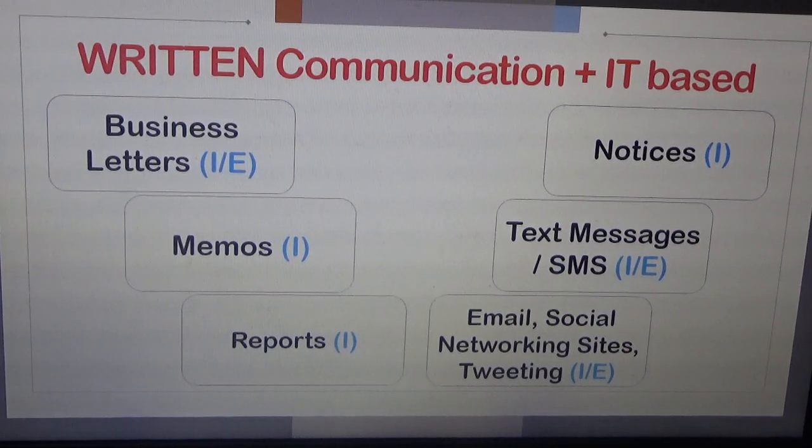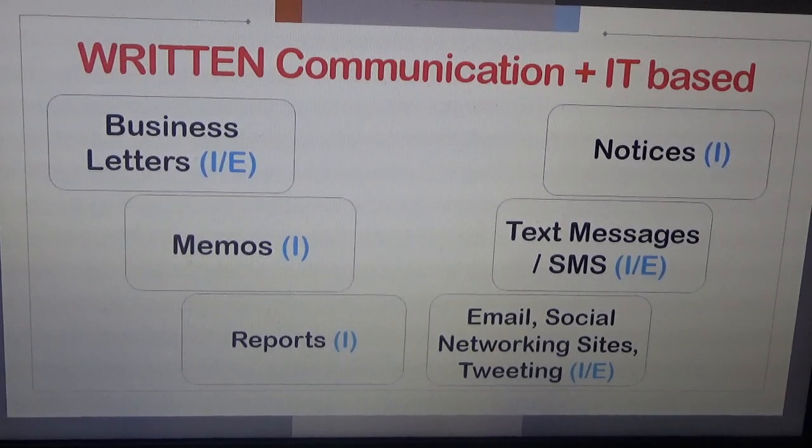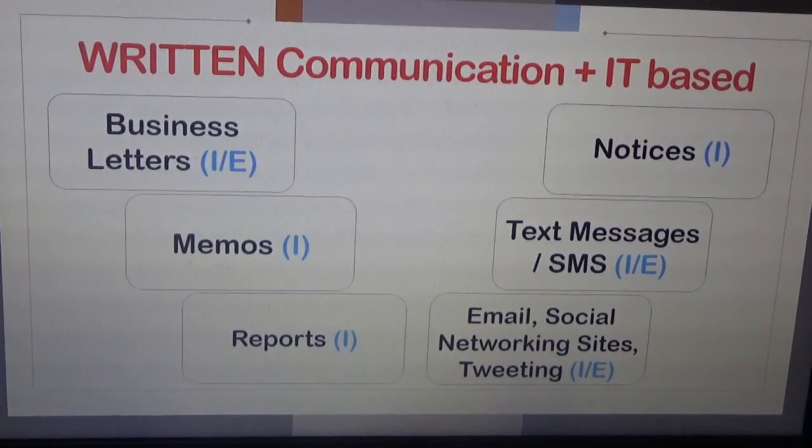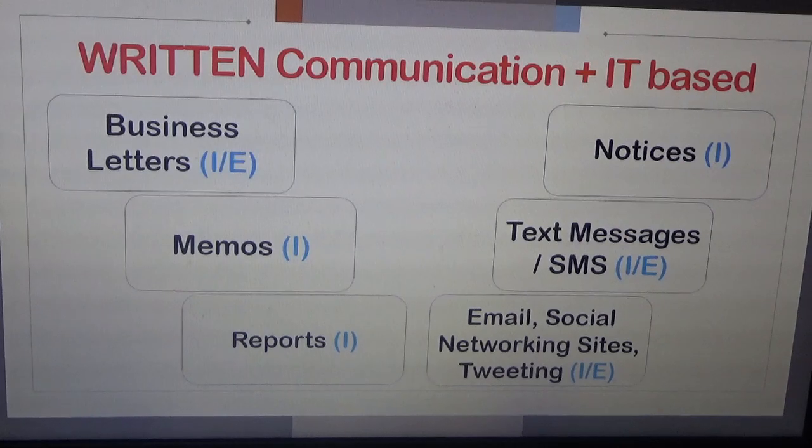We have the business letters, which are used for either internal or external communication, and they should follow a certain structure. We have the memos, an abbreviation for memorandum. They are written messages used only internally. Many businesses use computers to send these through the internal email system. Okay, and you have the example there in your textbook on page 121.